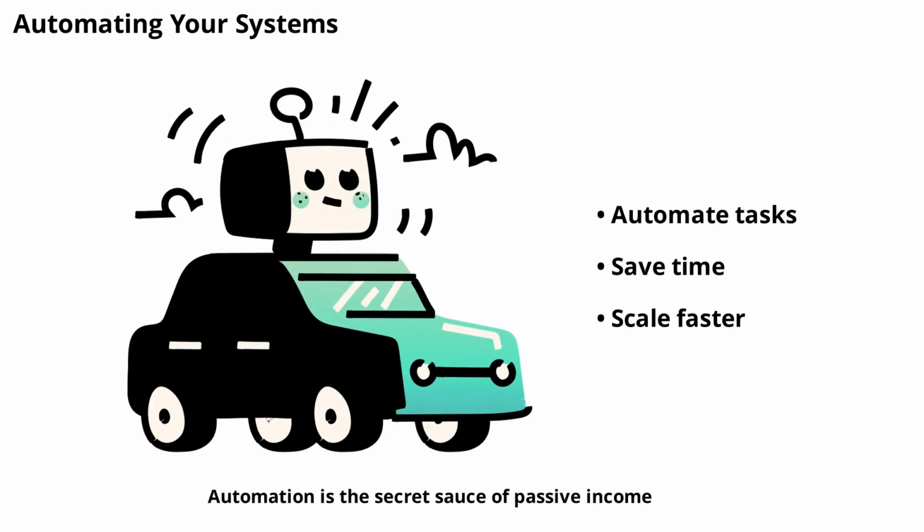Automation is the secret sauce of passive income. Use tools and software to handle repetitive tasks like email marketing, order fulfillment, or content scheduling. The more you automate, the less hands-on work you need to do. This frees up your time to focus on growth or start new projects.